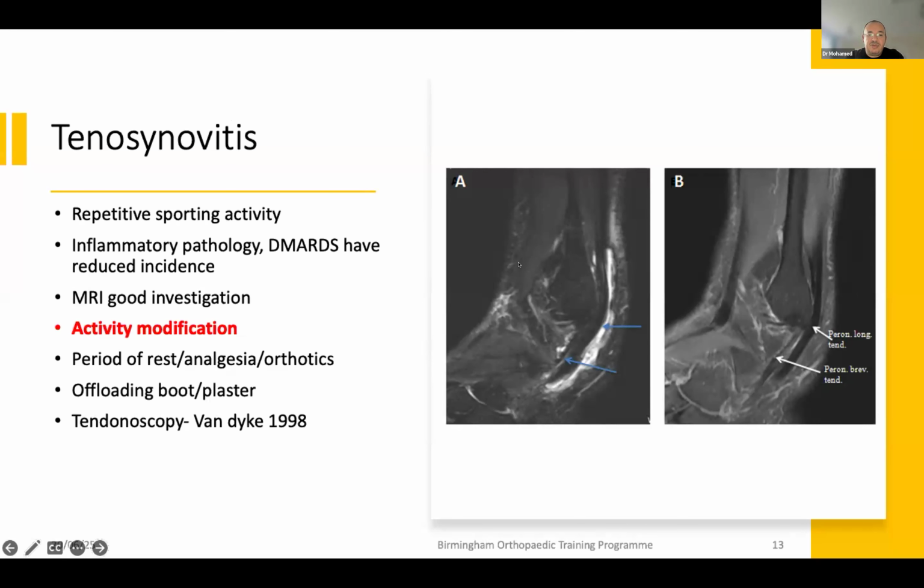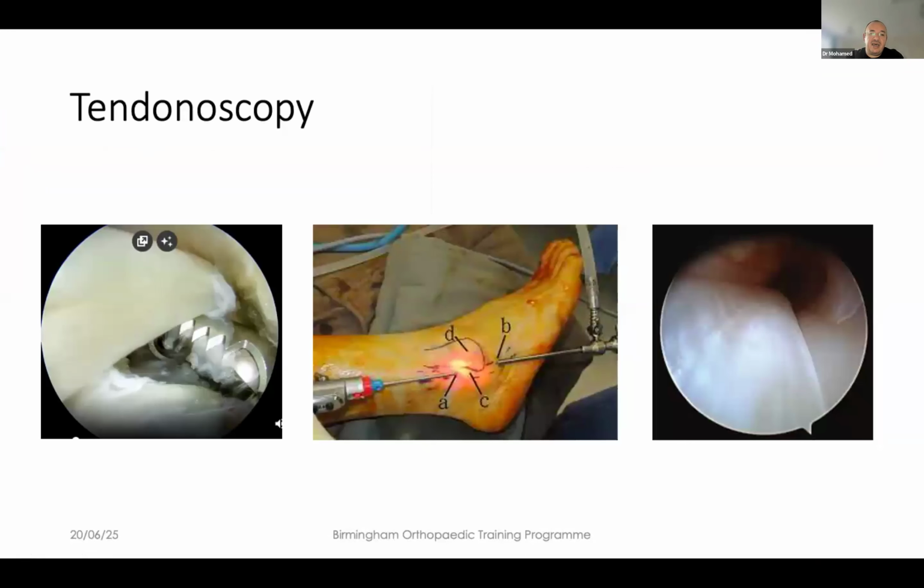And the main treatment will be conservative treatment in the form of activity modification, giving the patient a period of rest, analgesia, orthotics. You may offload this patient with a boot or plaster, even if the patient is in acute pain, and you may end by doing tenoscopy. As you can see, it is just a clinic-based procedure with 2 holes over the tendon sheath. Go and have a look in the tendon, see the tendon running, get any adhesions out, and treat any pathology you can see.